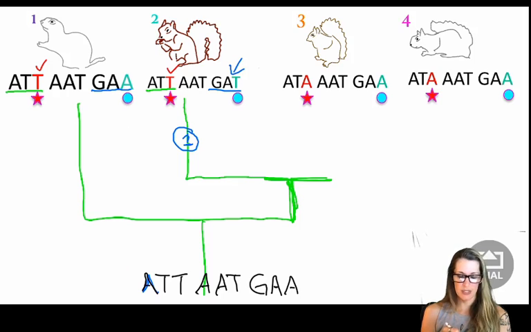And then, okay, what's happening over here? Let's look at the 2 gray squirrels. What do we have going on over here? If we look at the first codon here, oh, we have a change there.